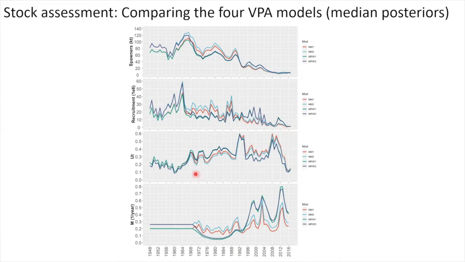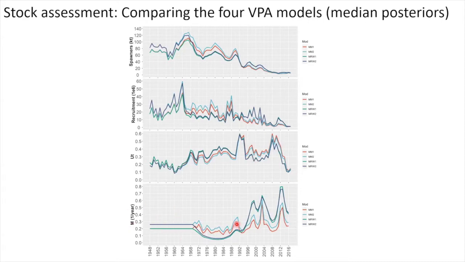Also, there were some differences in harvest rate. For example, the models that use multipliers, MM1 and MM2, predicted larger harvest rates in recent years, and the model that uses random walks predicted lower harvest rates in recent years.